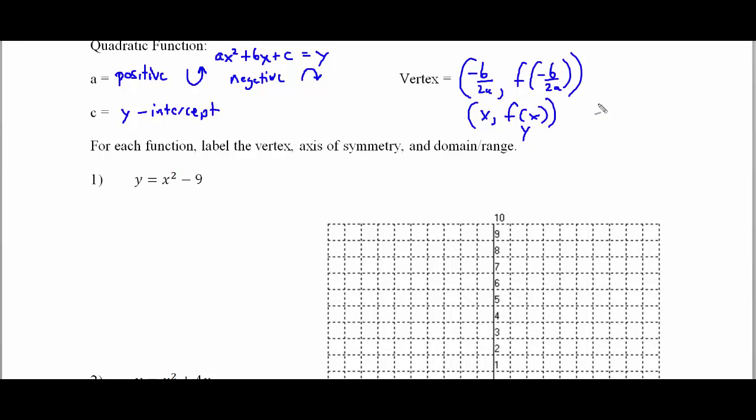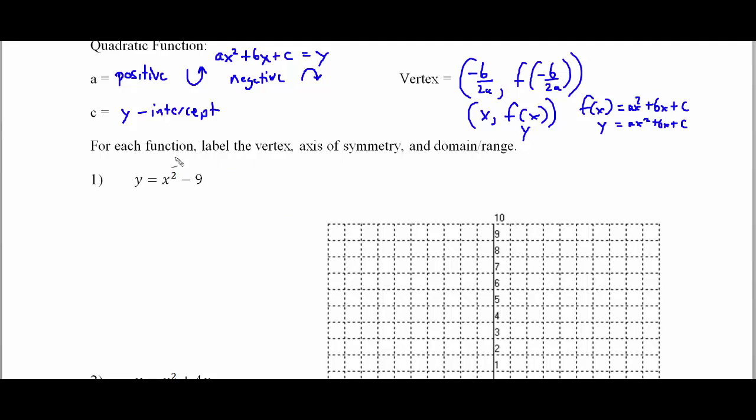And this is why when you see equations like f of x is equal to ax squared plus bx plus c, it's synonymous with just saying y equals ax squared plus bx plus c, because the value for y is whatever you get when you plug x into that function. So f of x is y, and that's why to find your x value you use negative b over 2a, and then f of negative b over 2a.